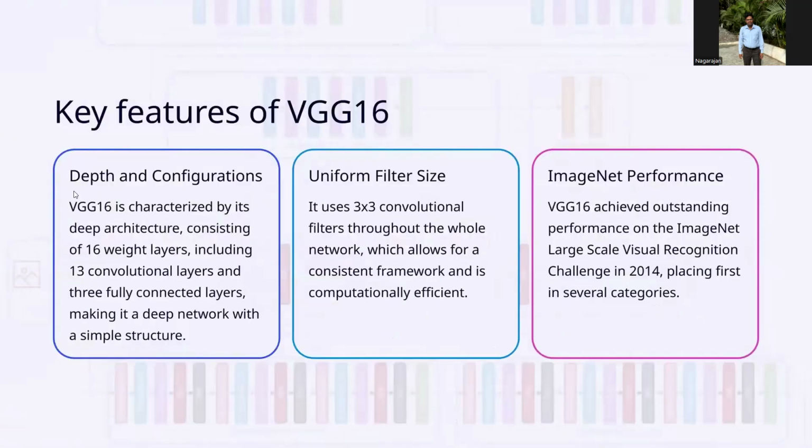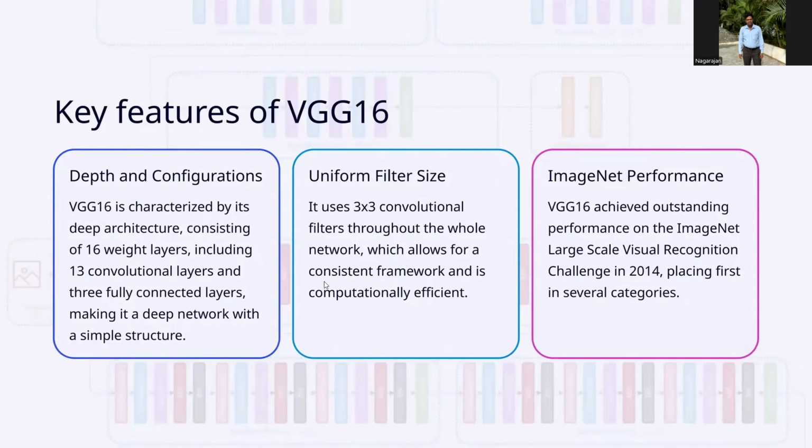So once we come to the key features of VGG16, the first one is depth and configuration, next is the uniform filter size, and another is the ImageNet performance. Since I told you, if you want to develop some small applications and you want to go for object detection and image classification, you can follow VGG16 here.